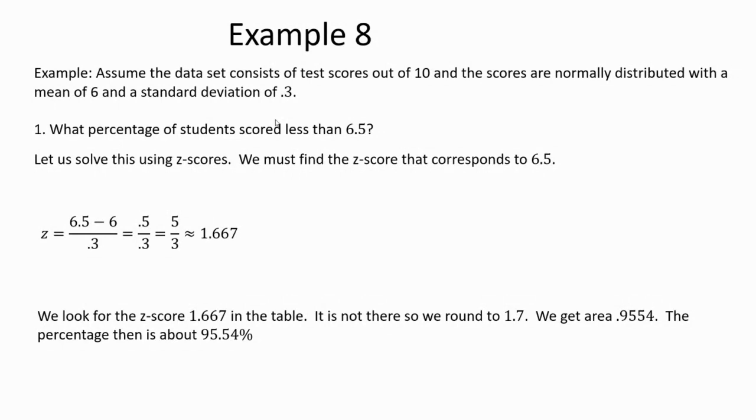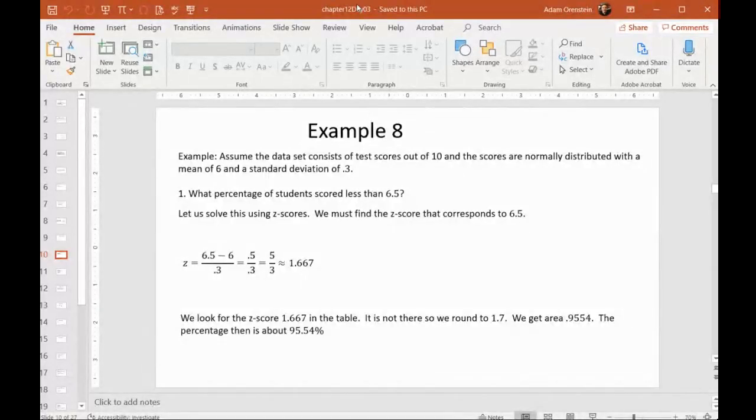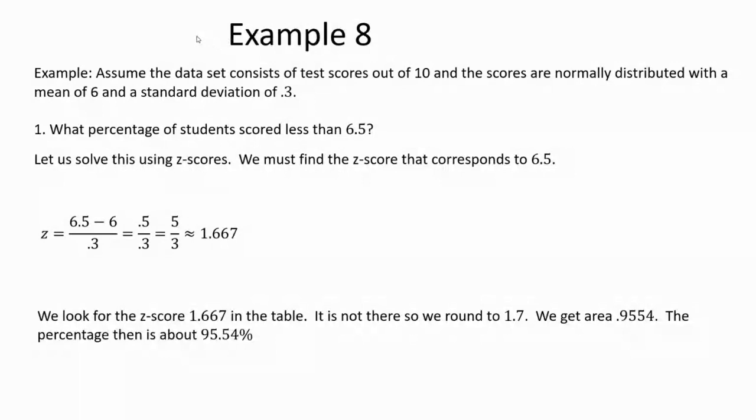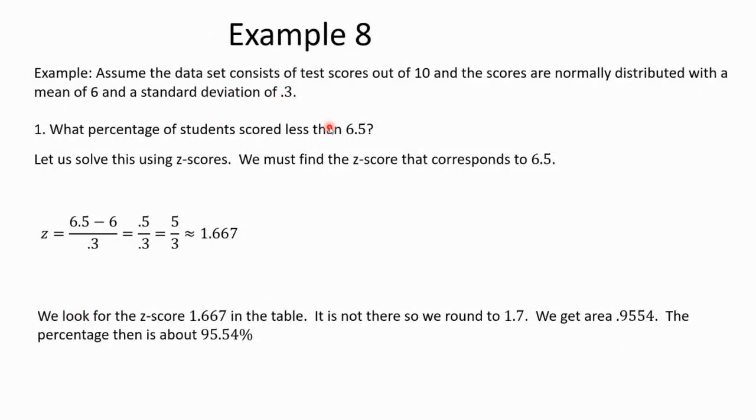Let's suppose now we have a data set which consists of test scores. They're out of 10, and the scores are normally distributed. They have a mean of 6 and a standard deviation of 0.3. Let's find the percentage of students that scored less than 6.5.